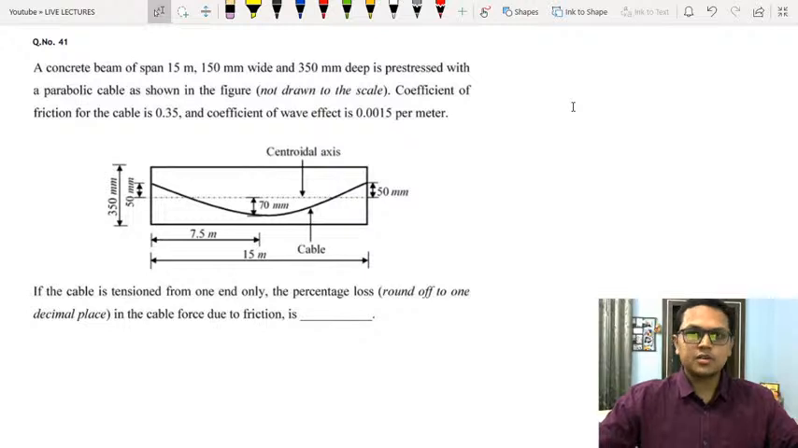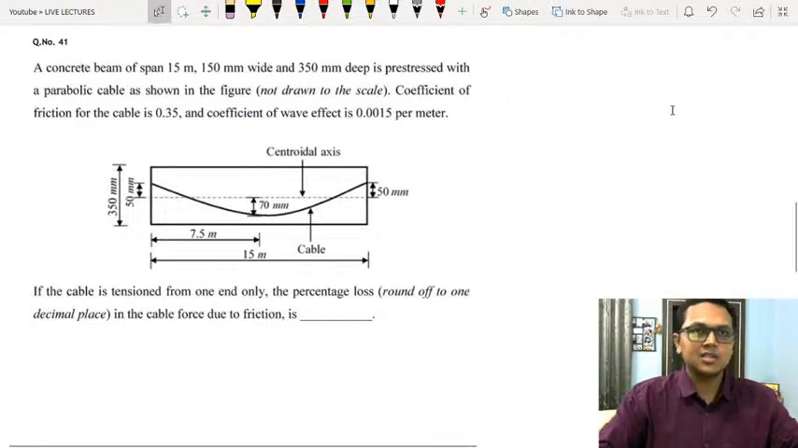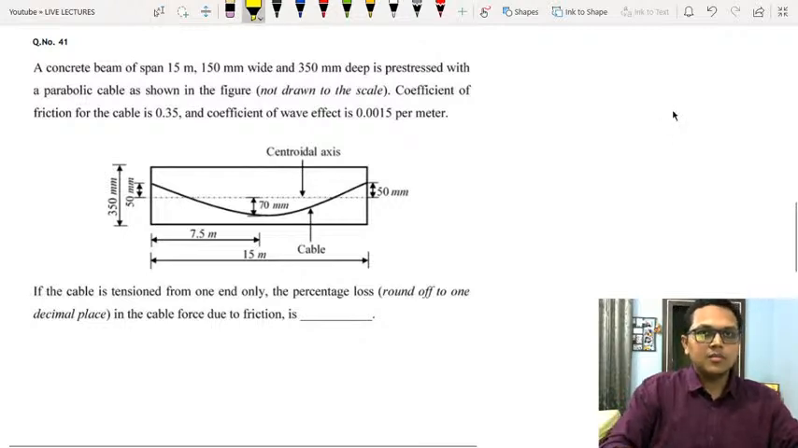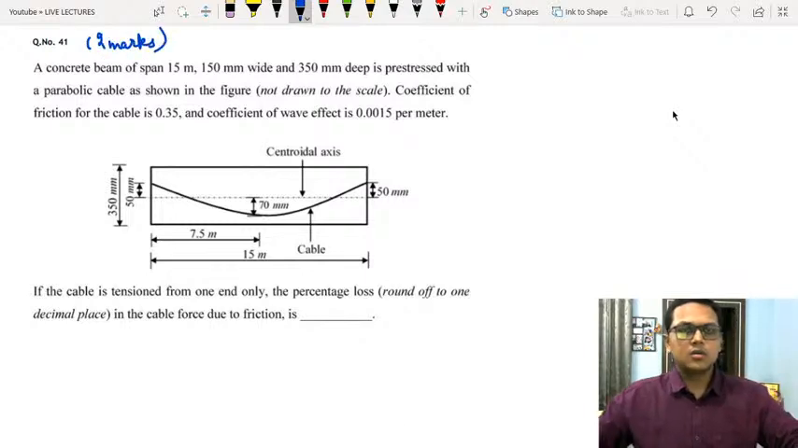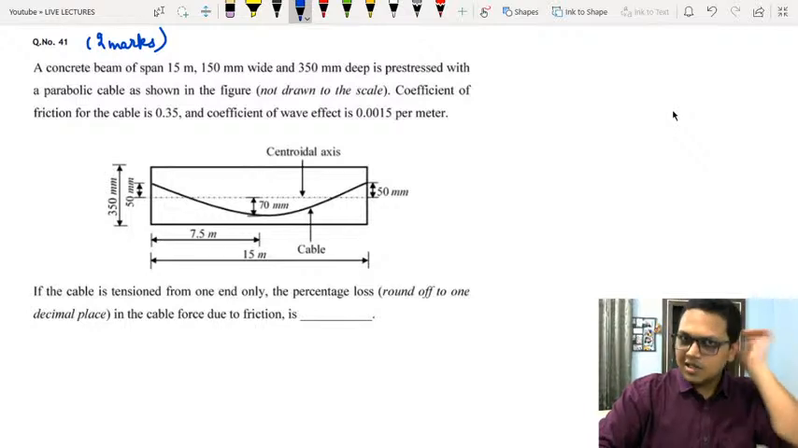So I hope you have read this question. Now we will proceed to this question and we'll read it. What does the question say? Now this is a 2 marks question. So let us read what the question says.